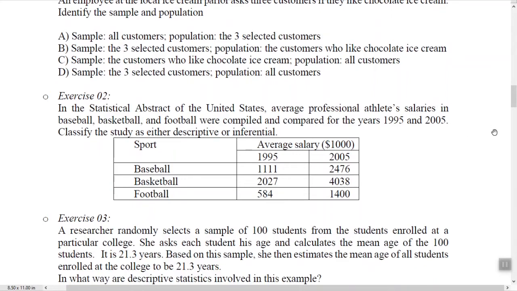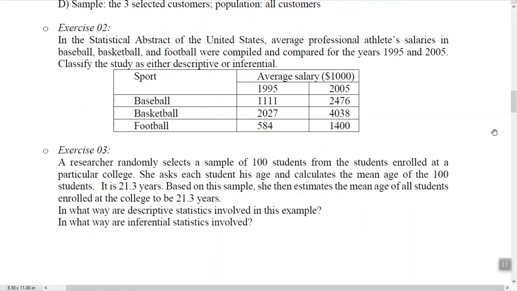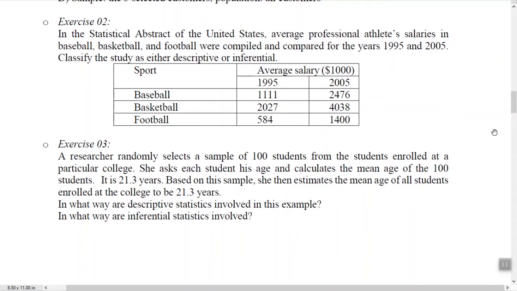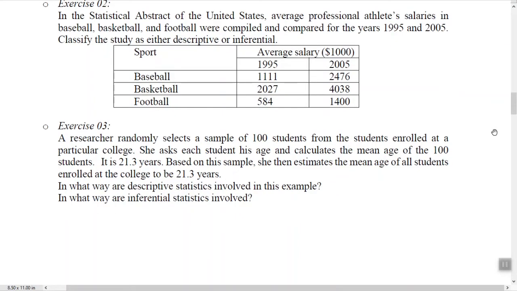Okay. Exercise number 3, a little bit tricky one. A researcher randomly selects a sample of 100 students from the students enrolled at a particular college. She asks each student his age and calculates the mean age of the 100 students. It is 21.3 years. Based on this sample, she then estimates the mean age of all students enrolled in the college to be 21.3. This example is very clear.